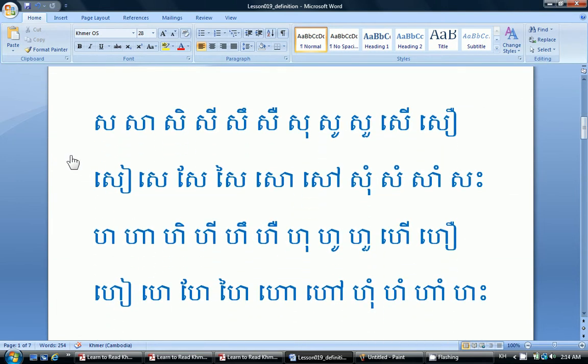So here are the two consonants sa and ha, combining with all the vowels that we have learned so far. Okay, in this section we are going to say the consonant, the sound of the vowels, and then the word. Okay, start with sa.